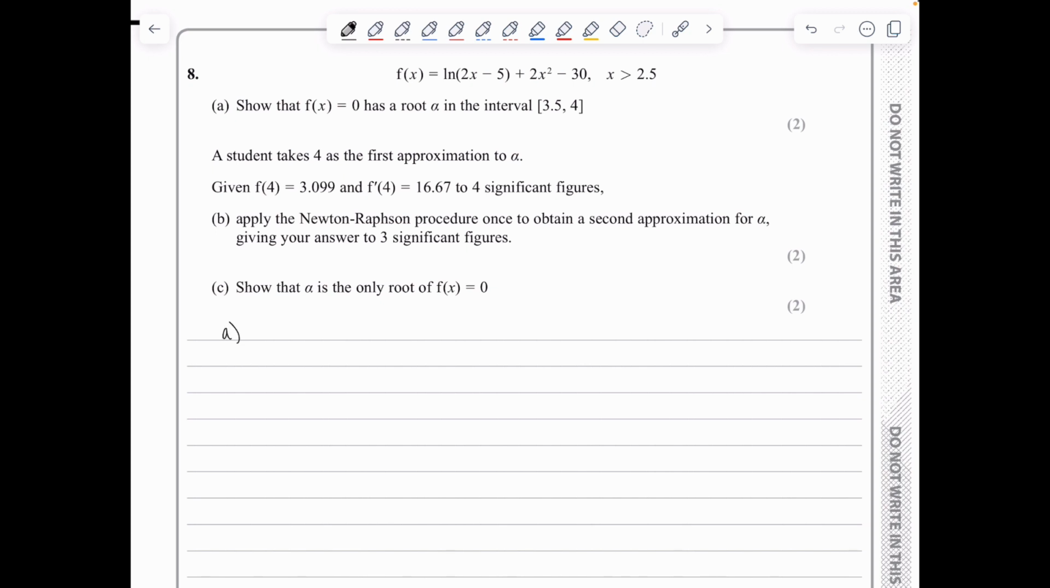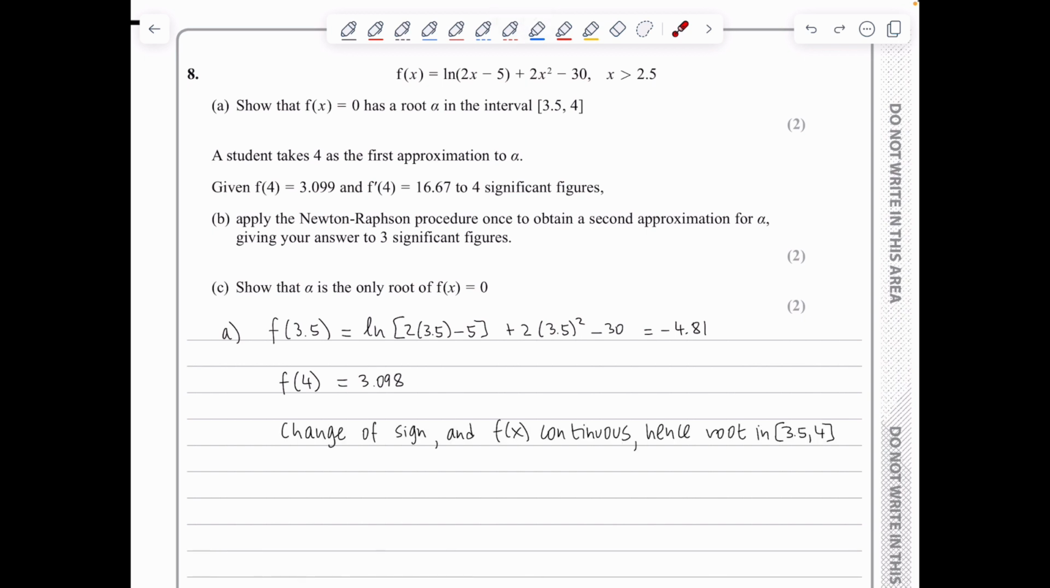I will be evaluating f of 3.5. So I will substitute x with 3.5, leading to ln of 2 times 3.5 minus 5 plus 2 times 3.5 squared minus 30, which gives an answer of minus 4.81. I'll do the same for f of 4, and I get an answer of 3.098. Noticing that one gave me a negative result and the other gave a positive result, together with the fact that f of x is continuous, I can conclude that we've got a change of sign and f of x is continuous, therefore there's a root in the interval from 3.5 to 4.